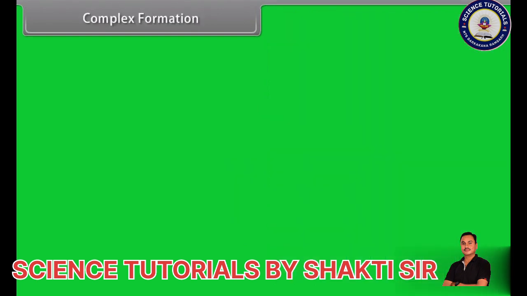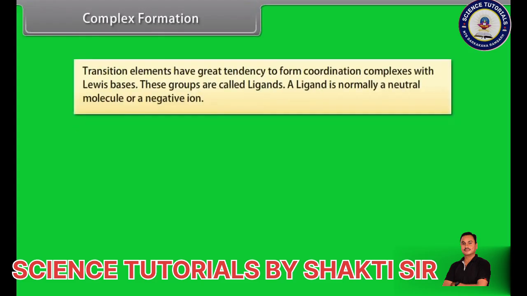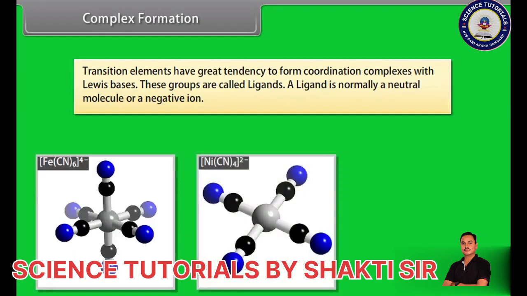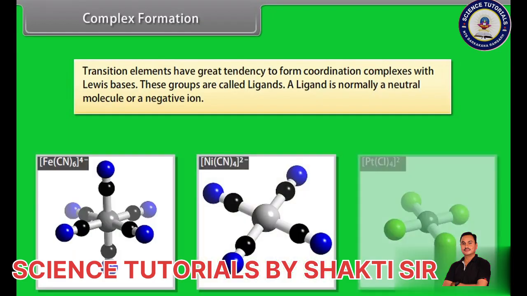Complex formation. Transition elements have great tendency to form coordination complexes with Lewis bases. These groups are called ligands. A ligand is normally a neutral molecule or a negative ion. For example, [Fe(CN)6]⁻, [Ni(CN)4]⁻, and [PtCl4]⁻.